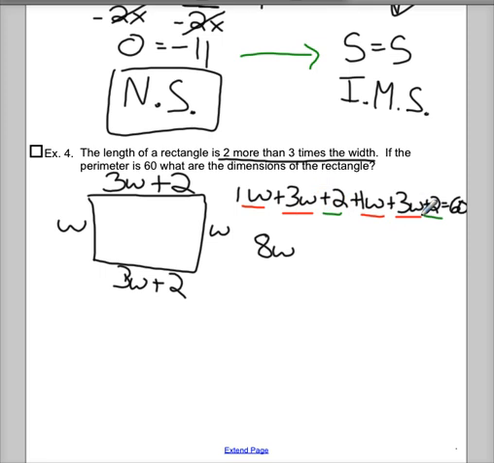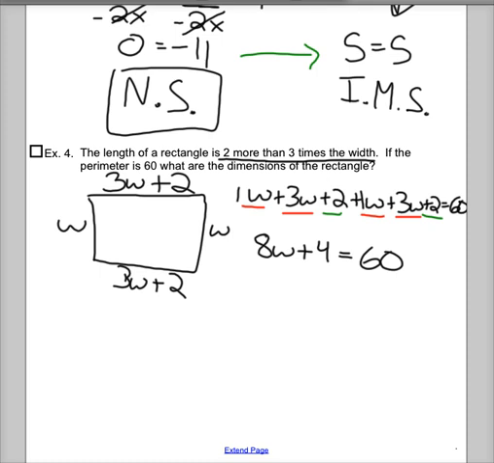Next, I see some constants. 2 plus 2. Well, that's going to give me 4. And it's still equaling that same 60. We have not crossed the equal sign yet. So we're done cleaning up that side of the equation. Now what we need to do is cross over that equal sign. So remember, first we're going to move the constant. We're going to move the number away from the W.